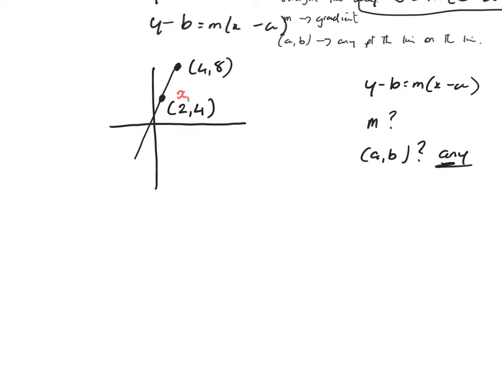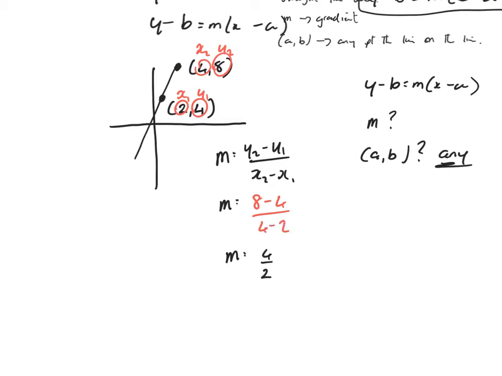Okay, the first x coordinate, first y coordinate, second x coordinate, second y coordinate, and we're finding the gradient as normal here. So m equals y2 minus y1 over x2 minus x1. So that's going to be 8 minus 4 over 4 minus 2. Okay, 8 minus 4 is 4, 4 minus 2 is 2, 4 divided by 2, and the gradient of the line is 2. So we're going to use this equation now, y minus b equals m bracket x minus a.